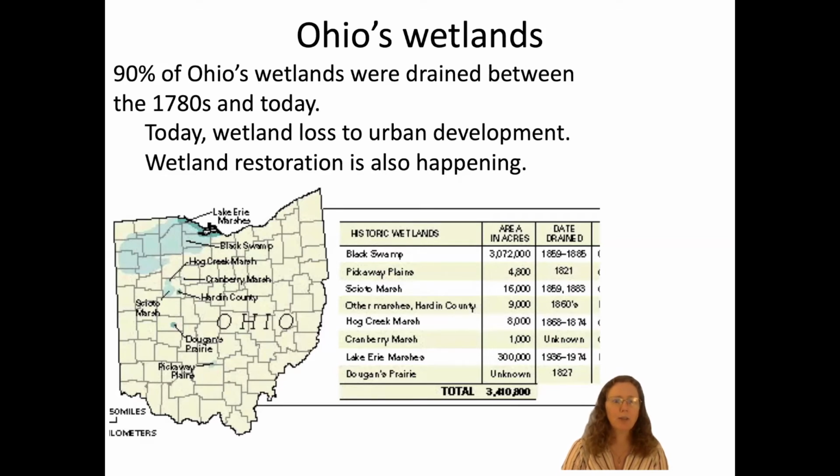Ohio is typical of wetland loss in the Midwestern US. 90% of Ohio's wetlands were drained between the 1780s and today. Most of the wetlands were drained for timber harvest, followed by agriculture. Huge wetlands were lost in the northwestern portion of the state, as shown in the map on the table, but wetlands were also lost in northeastern Ohio. Today, wetland loss is often the result of urban development. But fortunately, we are increasingly recognizing the importance of wetlands for moderating flooding and improving water quality. So wetland restoration and construction are also happening.